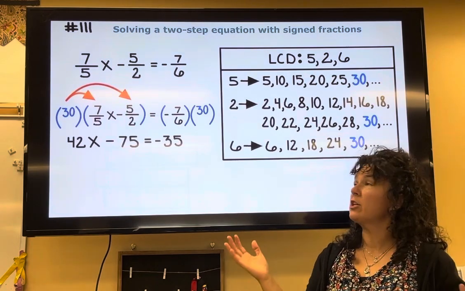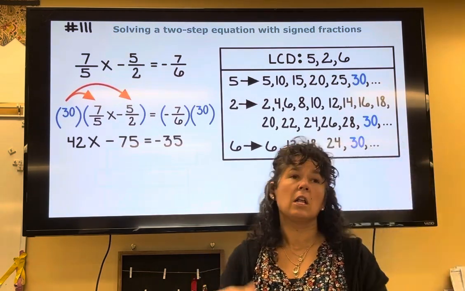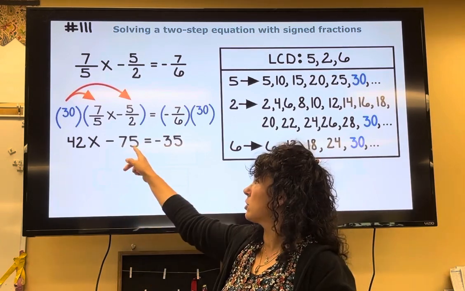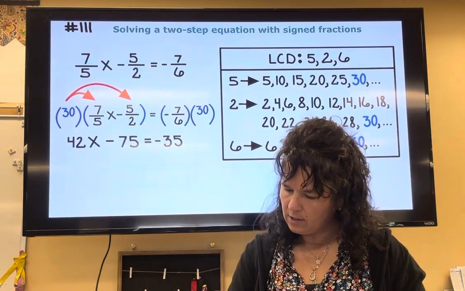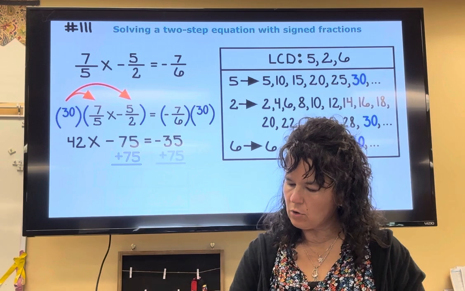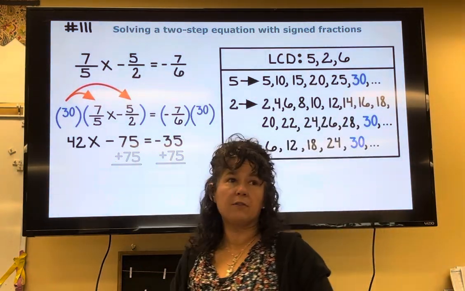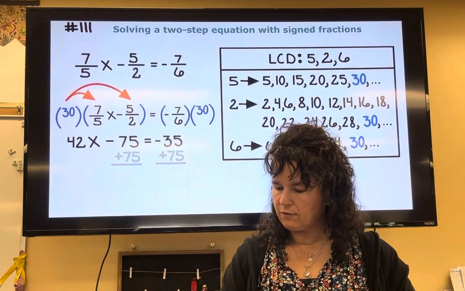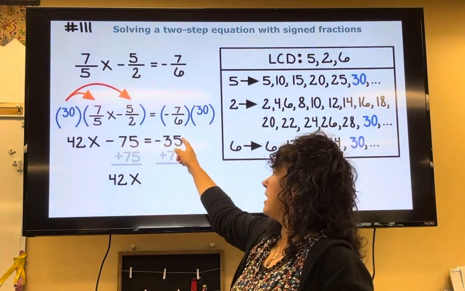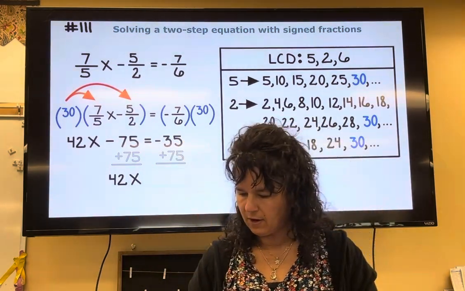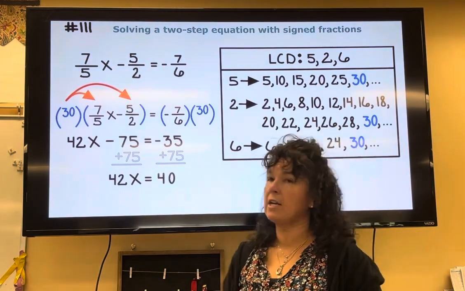Okay, now this equation looks a lot easier to solve. Letters on one side, numbers on the other, so I'm gonna add 75 to move the numbers over. What I do to one side of the equal sign, I do to the other. So what's left over here on the left is the 42x, and then negative 35 and 75 make 40.